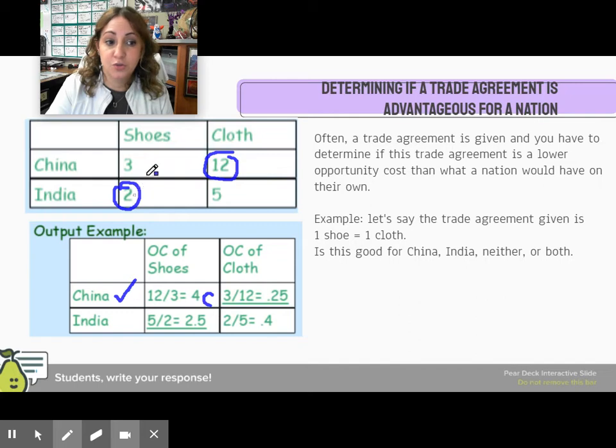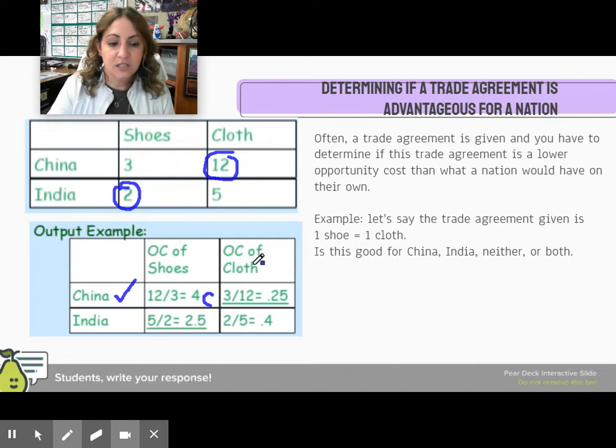India's making shoes. They don't have to pay for shoes. That's what they're making. They're going to have to pay for cloth. So you have to determine if the opportunity cost of when they made cloth is higher or lower than this trade agreement. So let's see. Here's India down here. Here's what it cost them to make cloth, because remember, that's what they're going to have to buy because they're not making any.